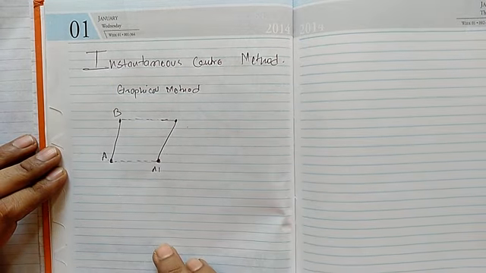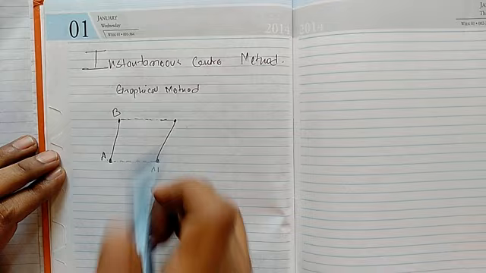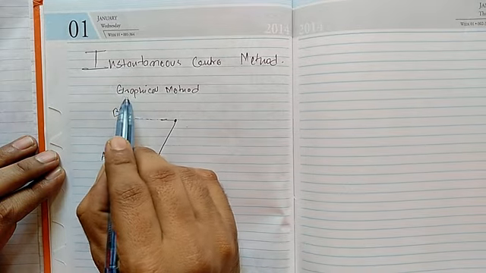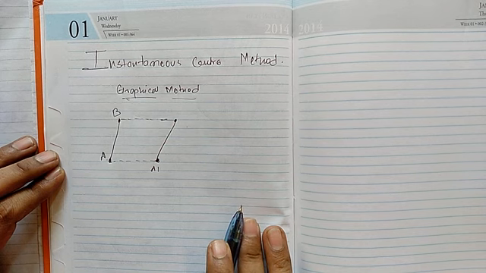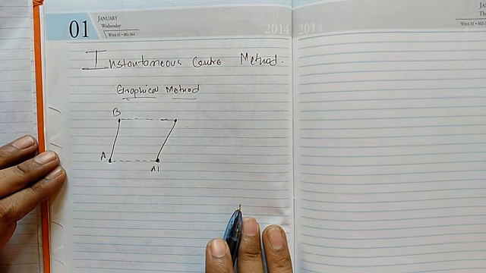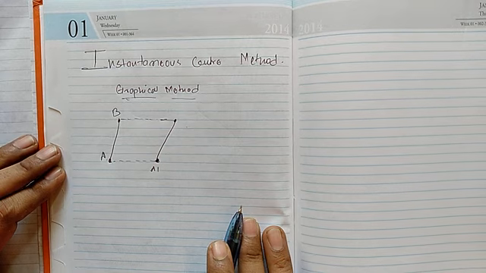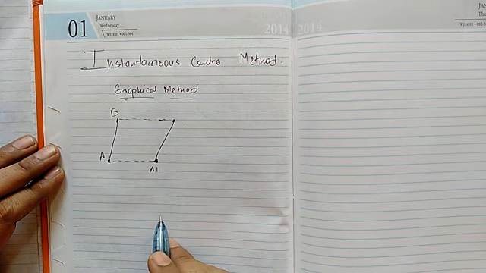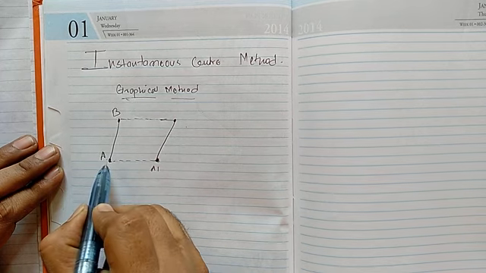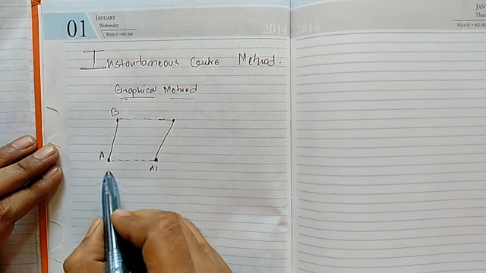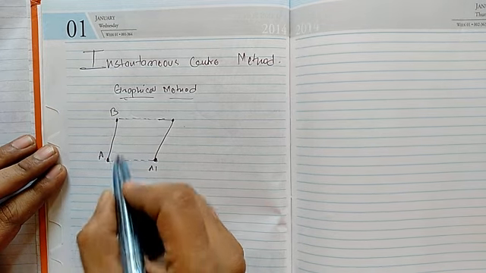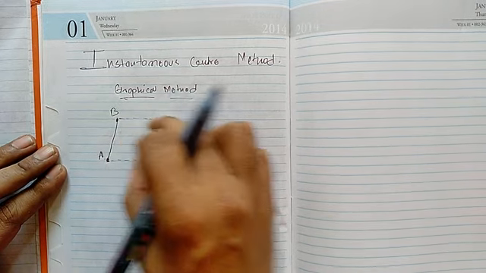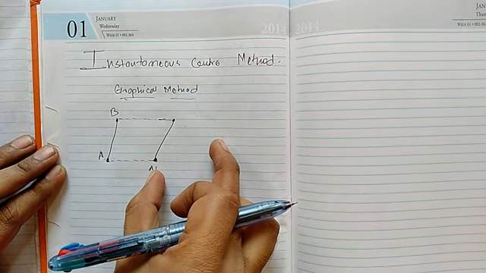So what is the instantaneous center method? It is a graphical method; this method totally depends on graphics. So what is the instantaneous center? Sometimes there are two bodies, or sometimes a single link, which is subjected to two simultaneous motions. Consider this is the link AB. This link AB is subjected to two kinds of motion: first translational motion and second rotational motion.